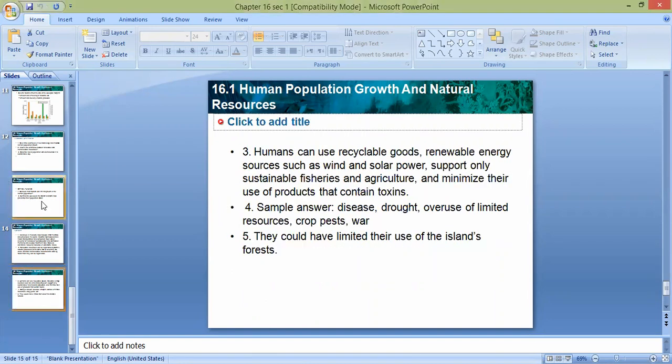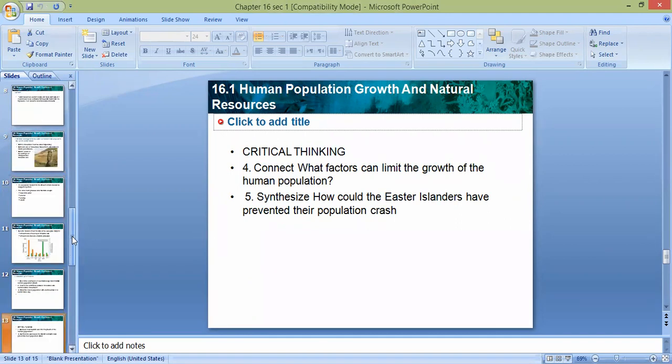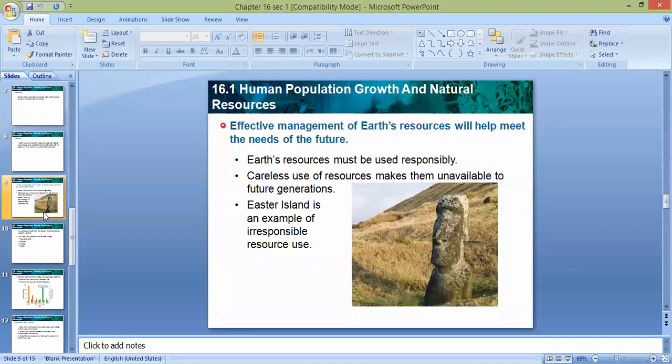Now the last question, number 5: synthesize how could the Easter Islanders have prevented their population crash. These Easter Islanders that we saw, how did they prevent their population crash? They had a population of plants and animals, then suddenly there was a population crash, meaning the size or density of the population became very low.